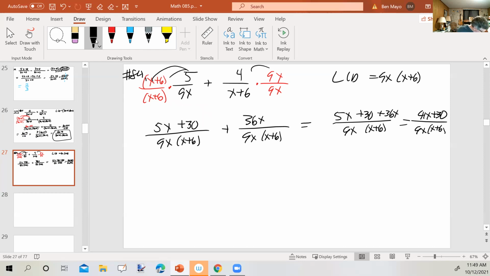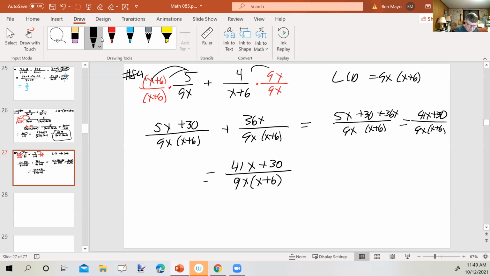And there really isn't anything that I can factor out of the numerator to reduce with the denominator. So again, 41x plus 30. I'm just writing it so that it's a little more legible. Not much though. 9x times (x plus 6).